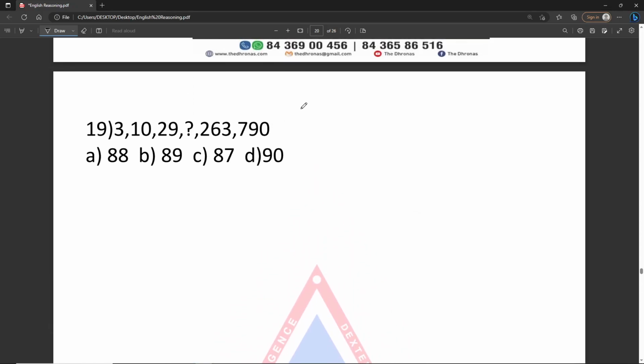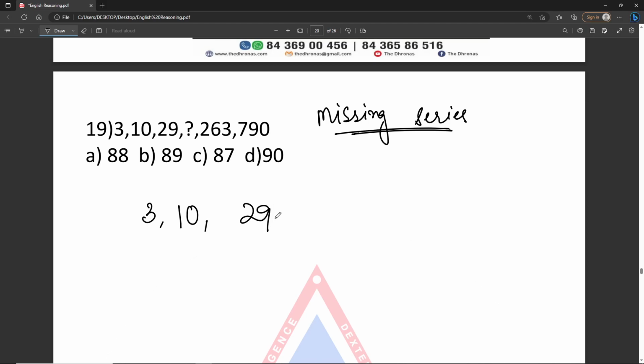The next question is about a missing series. The question given is 3, 10, 29, question mark, 263 and 790. So how can it be done? We see 3 times 3 becomes 9. 9 plus 1 gives us 10.